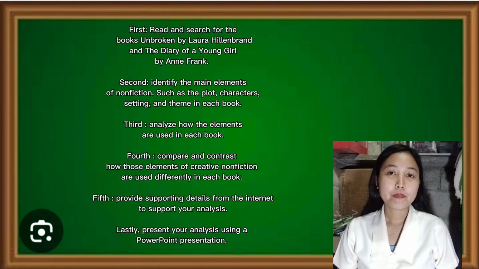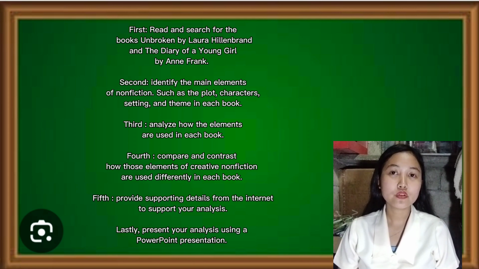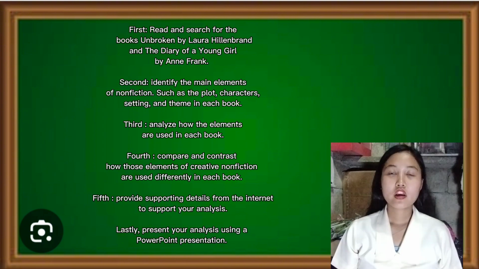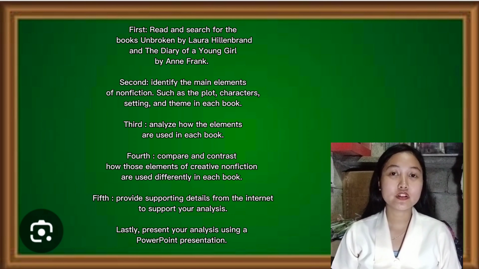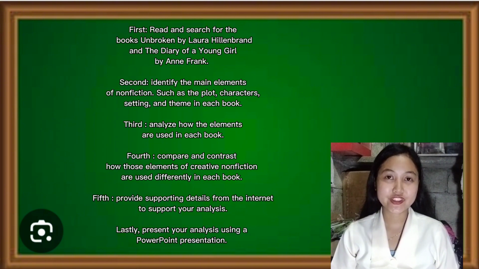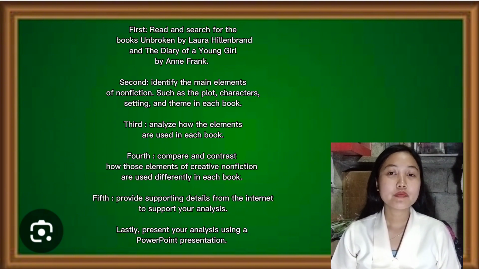Fourth, compare and contrast how those elements of creative non-fiction are used differently in each book. Fifth, provide supporting details from the internet to support your analysis. You can use online resources and other multiple sources from the internet. Lastly, present your analysis using a PowerPoint presentation and share it with the class.